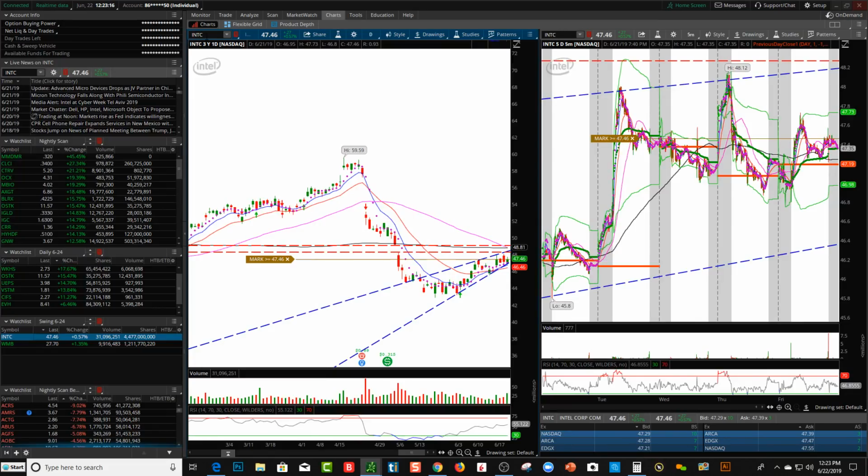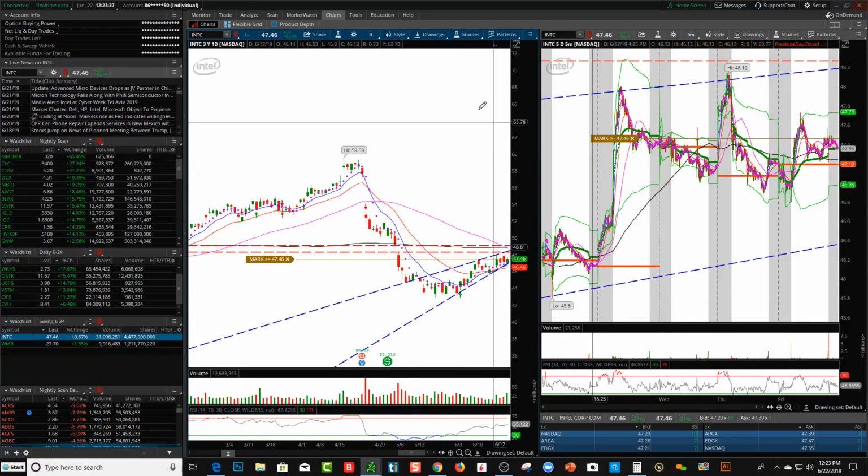I'm putting INTC, Intel, on here. You can see kind of a rising wedge. Moving average lines are crossing here: the 9 crossing over the 20. You can see the 20, the 50 and the 200 lines are pinching right here. There's a gap on the daily right around $49.